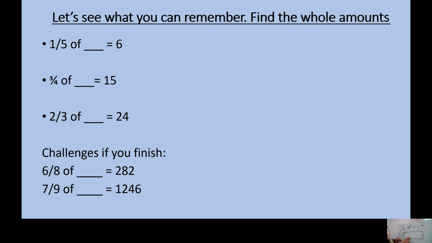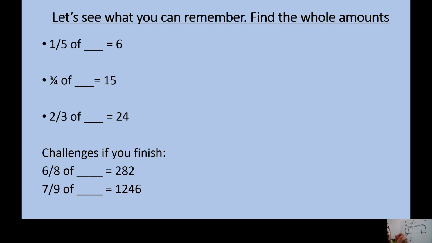So I know that I need to split my bar into 5 parts because that's what my denominator is. I'll circle that so you can see. 1, 2, 3, 4, 5. Now I don't know what my whole is, so I'm going to put a question mark here. I don't know what the value of my whole bar is. But I do know that 1/5 is worth 6. So I'll fill that in. I know that 1/5 equals 6.